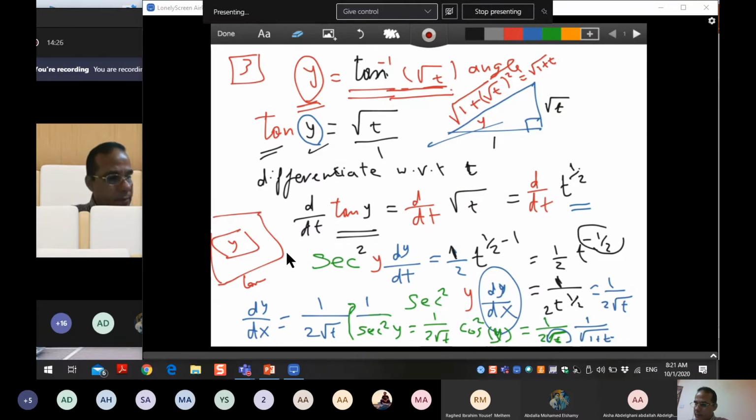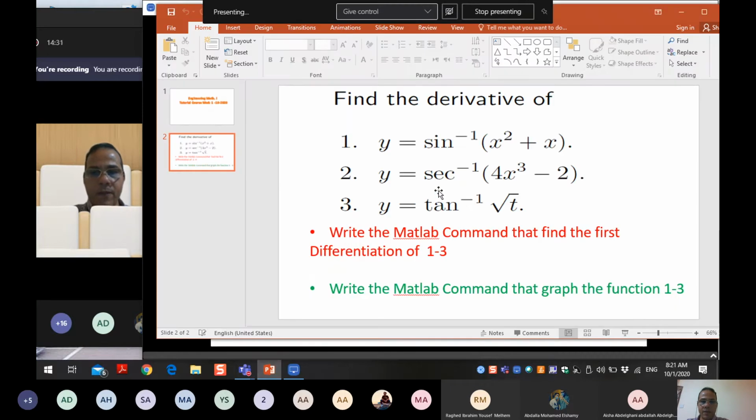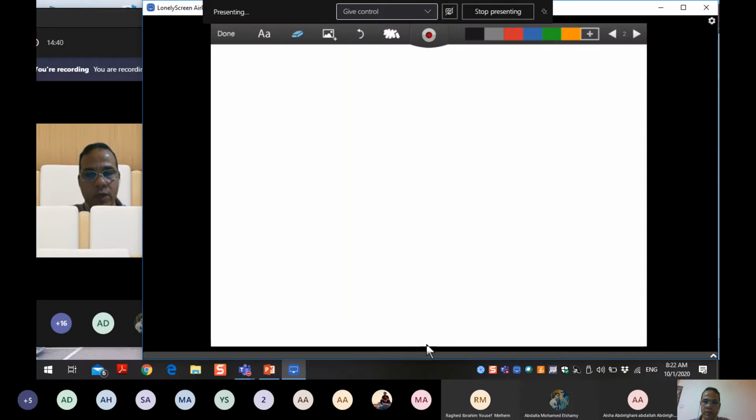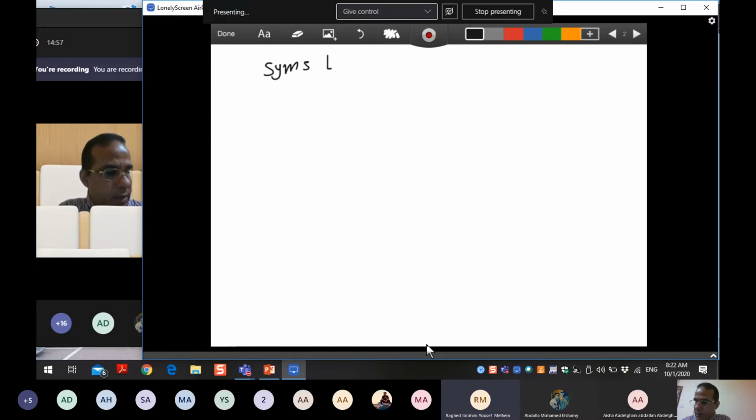Let's go to Matlab. How to differentiate the tan inverse of root t? What is the command? I have to define the variable. What's your independent variable? T, right? So I have to type syms, all in small letters, syms t, and then a semicolon.